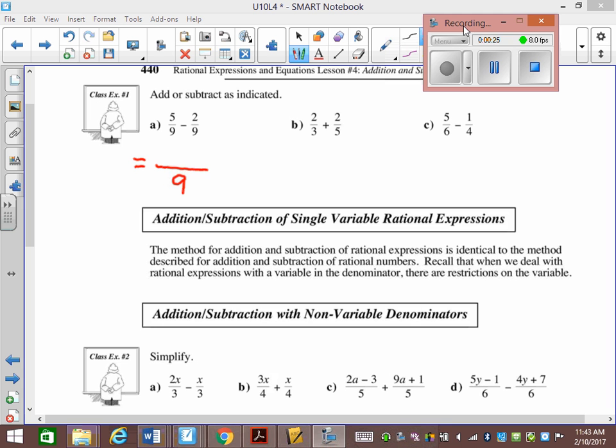And then on the top, I'm going to have 5 minus 2. That's 5 minus 2, 3. 3 over 9. What can I reduce that to? 1 over 3.